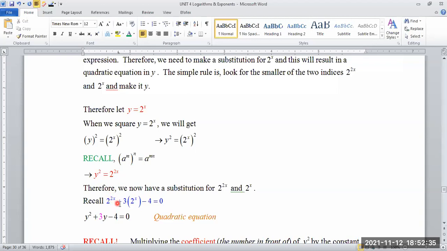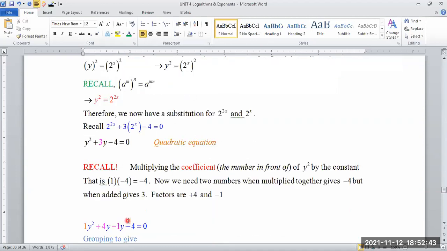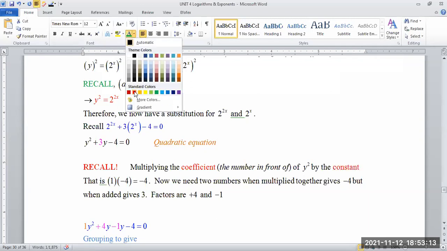So this now becomes y squared plus 3y minus 4 equals 0. So now I have my quadratic equation. Remember how to do them, and that's why I did the narrative right here. We're going to multiply the coefficient, which is the number in front of y squared, by the constant. The constant is the one that stands alone.